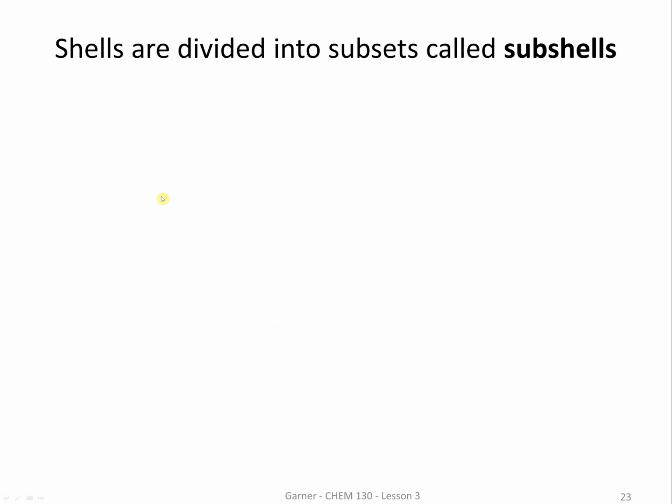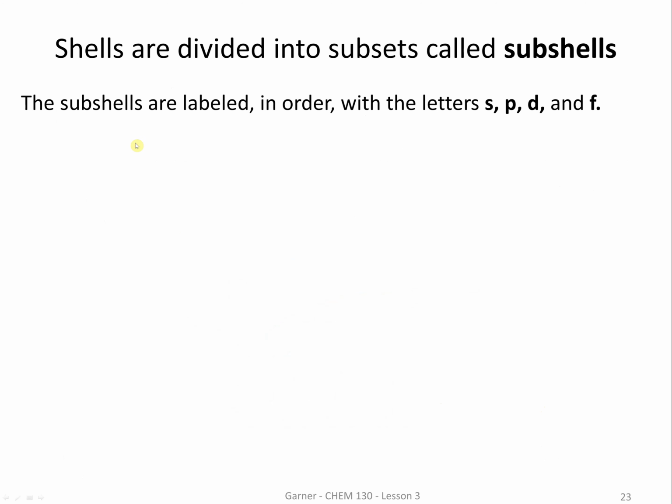All right, shells of electrons are further subdivided into units known as subshells. The subshells are labeled in order using the letters S, P, D, and F. Different subshells of electrons have different shapes to them. These different subshells have different shapes according to the volume of space in which electrons are found that are part of that subshell. So for example, S subshells have a spherical shape. So electrons that are part of an S subshell are found in a spherical volume of space.